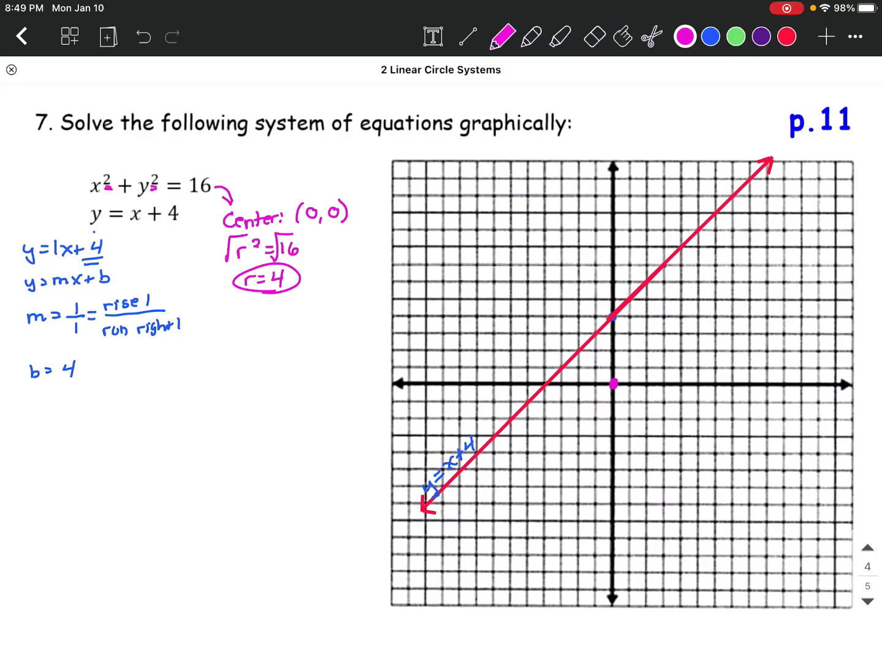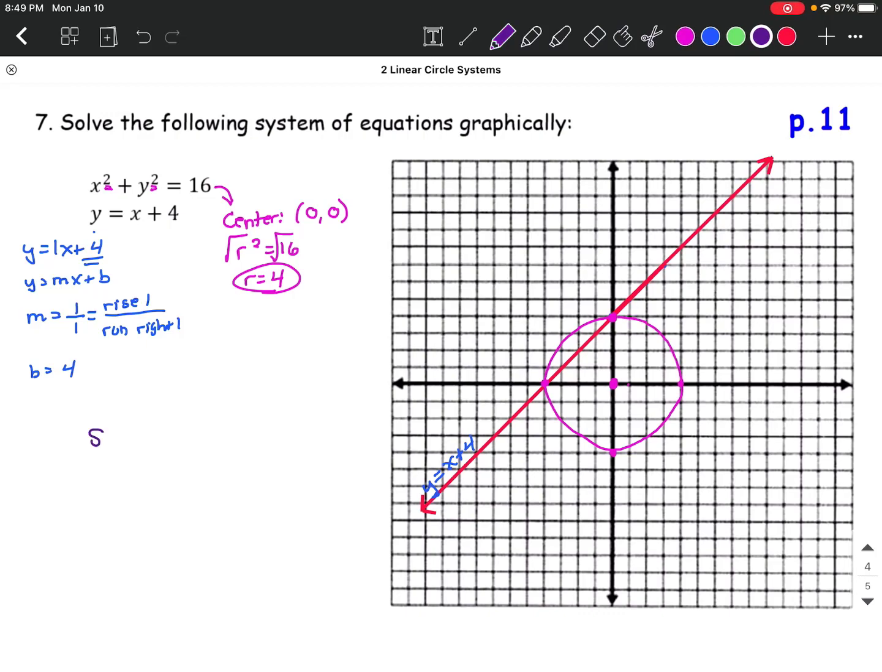So from this center, we're going to go up 1, 2, 3, 4. We're going to go down 1, 2, 3, 4. We're going to go left 1, 2, 3, 4. We're going to go right 1, 2, 3, 4. And we're going to do our best to draw a smooth, rounded circle.